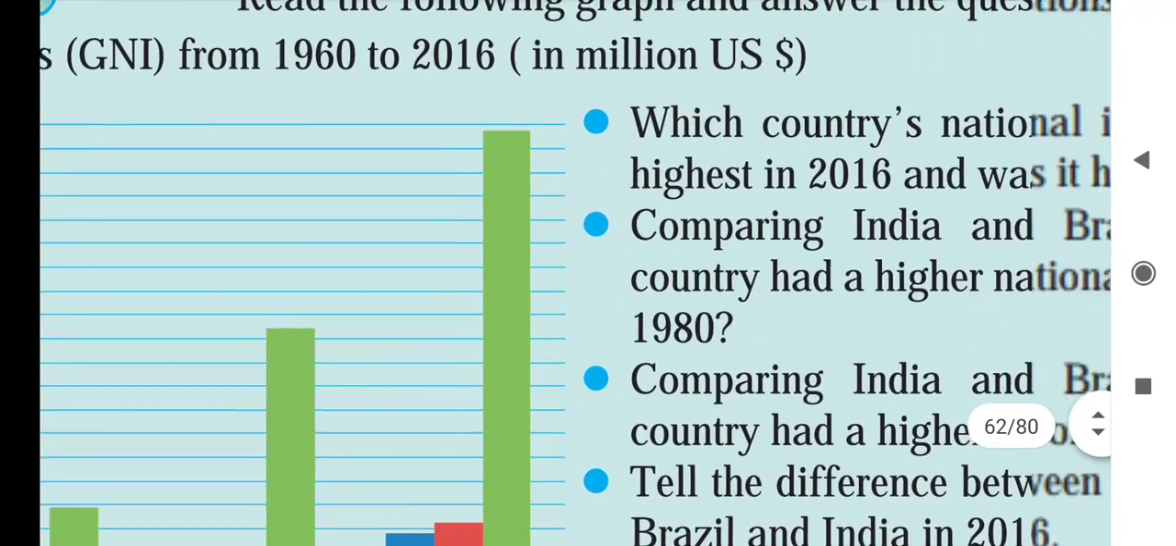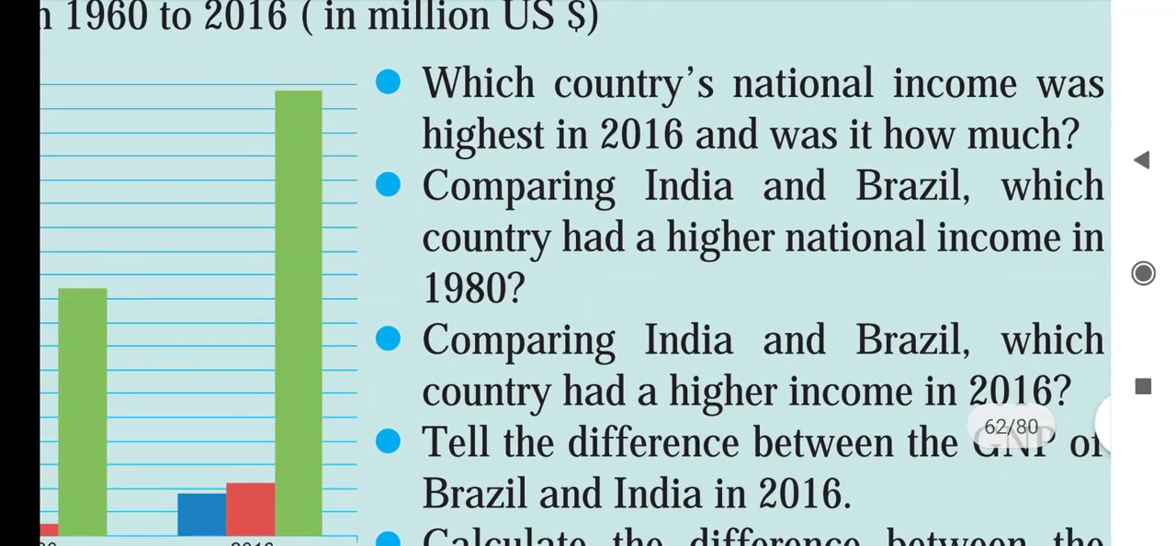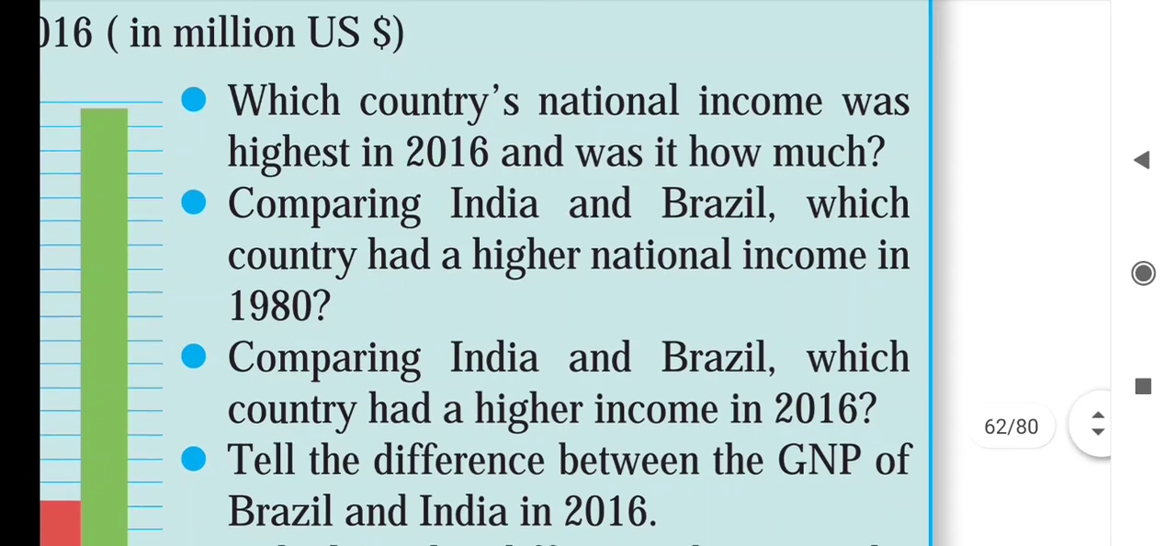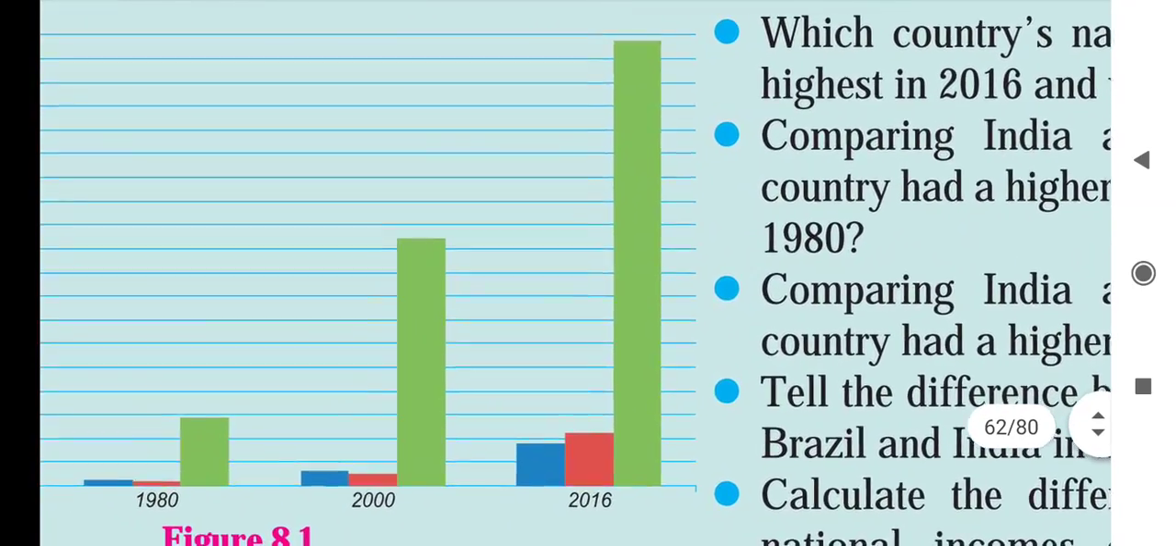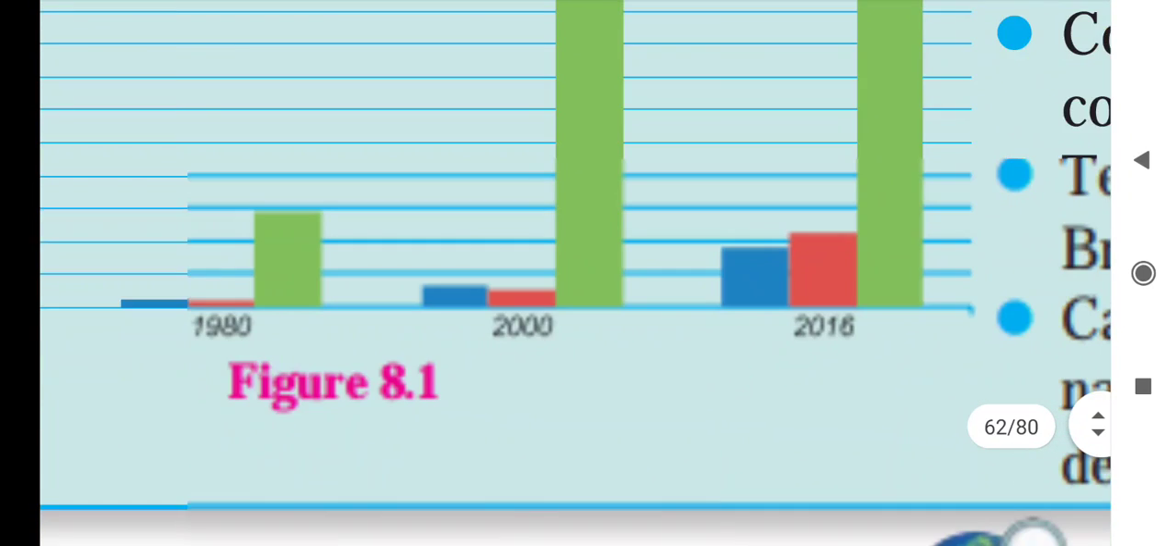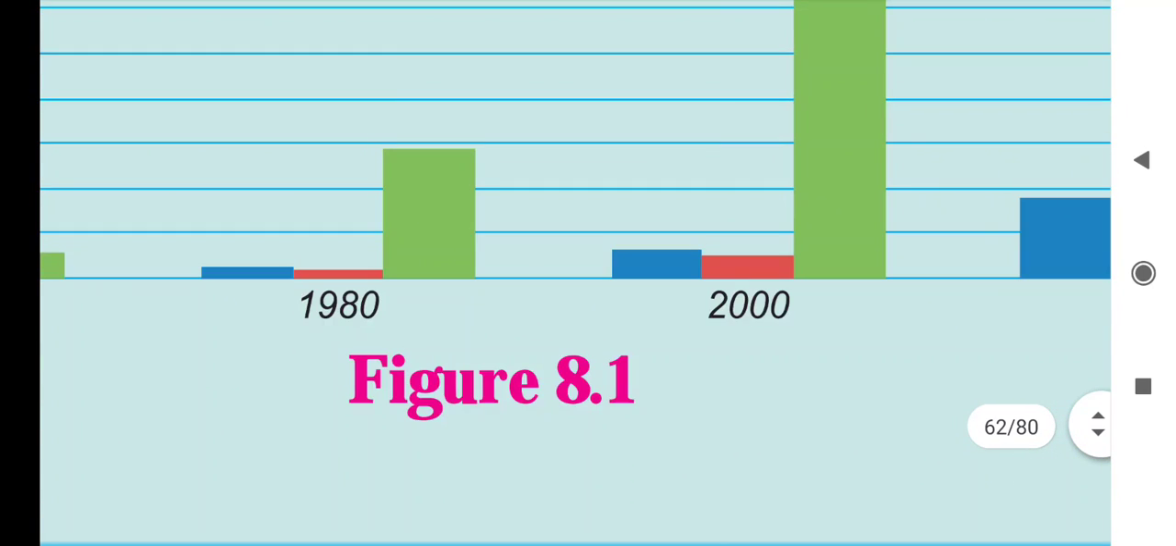Next question is given: comparing India and Brazil, which country had a higher national income in 1980? So see here, India's graph is red color and Brazil is blue color. So which color shade is high? Of course, Brazil. So comparing India and Brazil, Brazil had a higher national income in 1980.